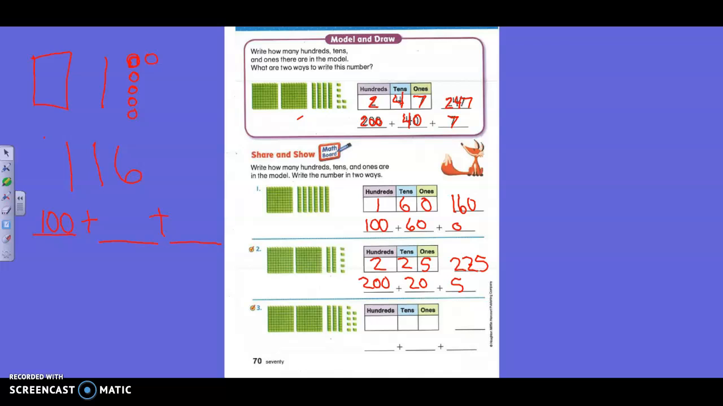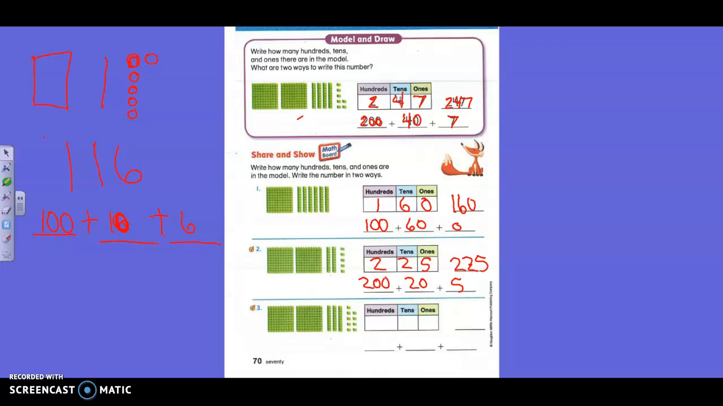That's where I don't want you to get tricked, okay? You can't write 16 right here. You have to write 10, because there is 110, and then 6, okay? Don't get tricked on that one.